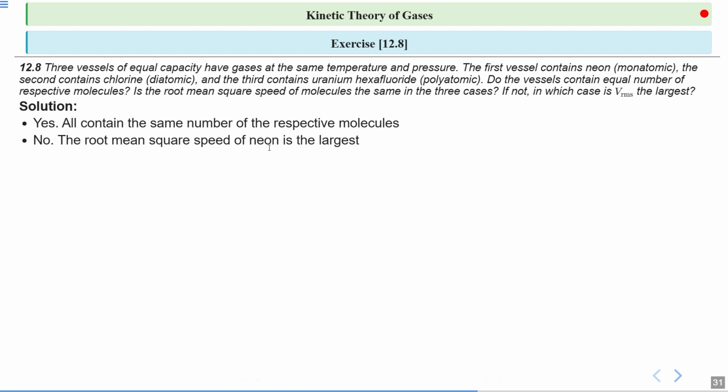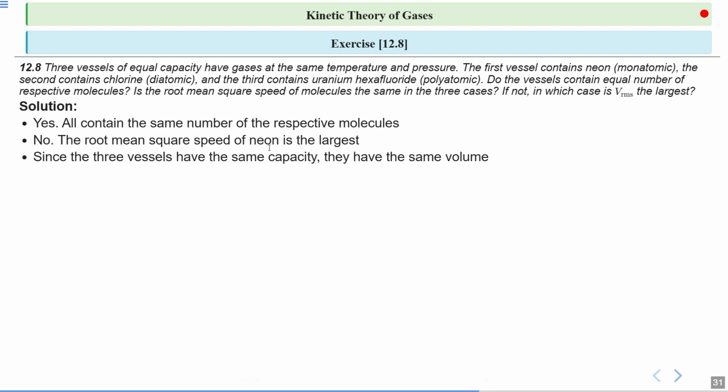Second, now let's consider the root mean square speed of the molecules. The answer is no. The root mean square speed is not the same for all gases. Among the three, neon has the largest root mean square speed. This is because the speed is inversely related to the mass of the gas molecules.